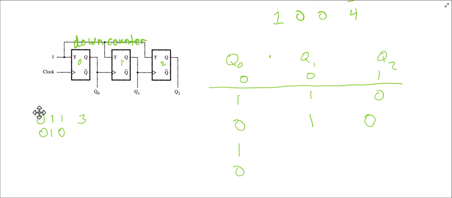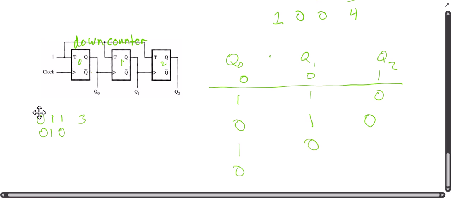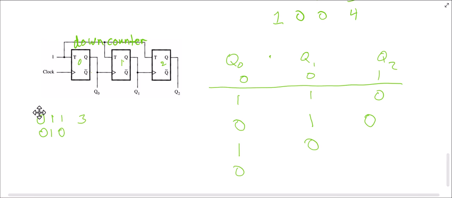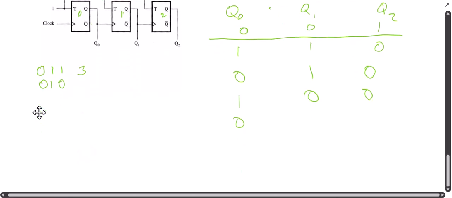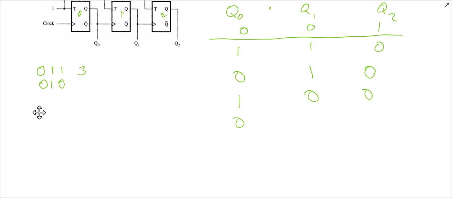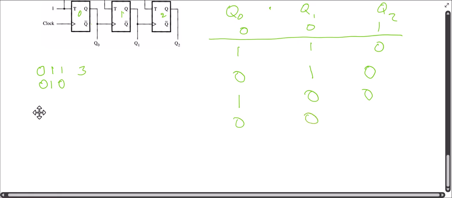Alright, so now on the next one, for Q1, did its clock have a positive edge? Yes, Q0 went from 0 to 1, so it will toggle. It'll be 0. Q2, did it have a positive edge? No, Q1 went from 1 to 0, that's not a positive edge, that's a negative edge, so it won't do anything. Now on our next one, do we have a positive edge? No, it's going from 1 to 0, that's a negative edge, so that will stay 0. Did this have a positive edge? No, 0 to 0 is not a positive edge.